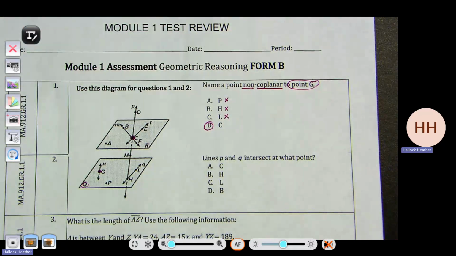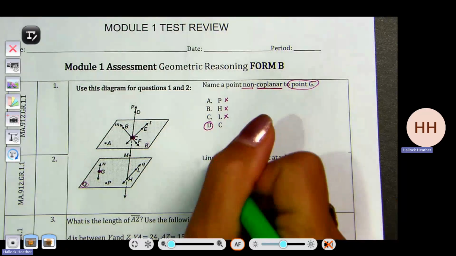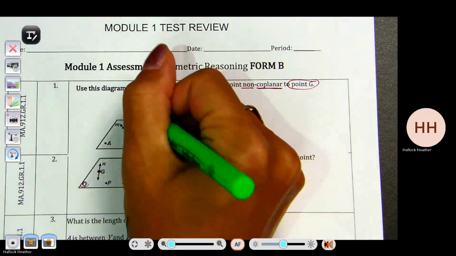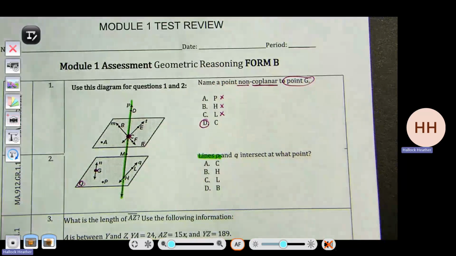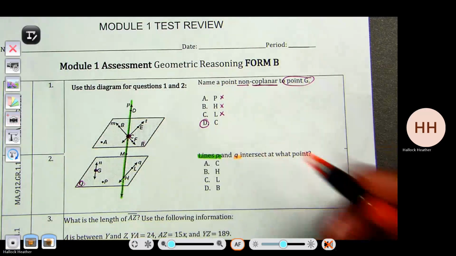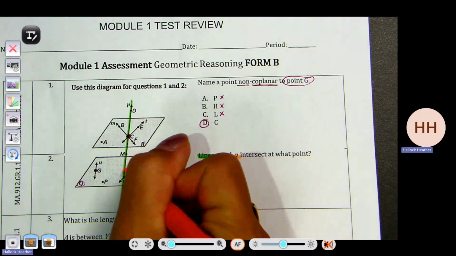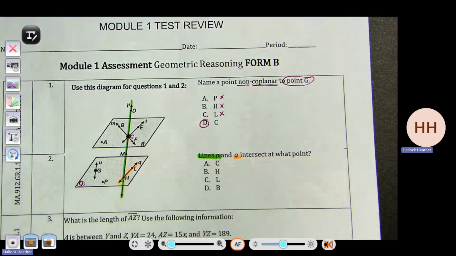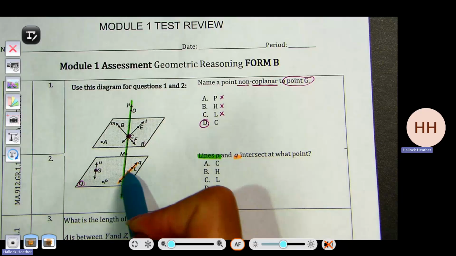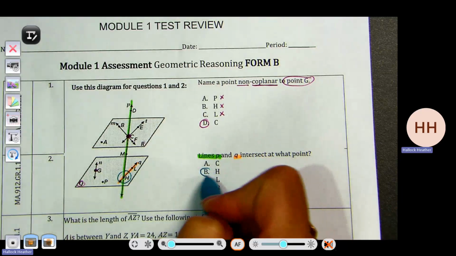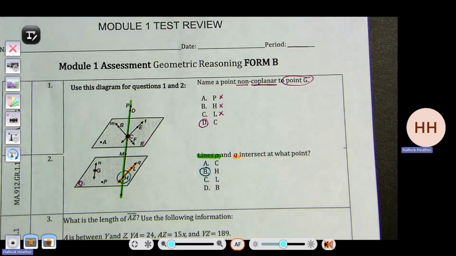Number 2 says lines P and Q intersect at what point? Line P is here. Line Q is a different one. Line Q is right here. It's a little short line, but it's right there. You want to know where those 2 lines intersect. The only place they actually cross is right here, which is H. So B would be the correct answer for that.